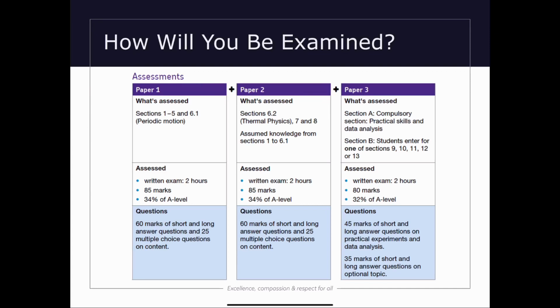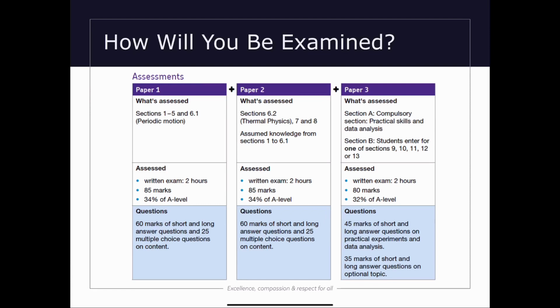You can see that we split our assessments up into 3 different papers. They are 2 hours long each. Paper 1, typically you are assessed on the content that you'll cover in year 12 with the additional little bit of periodic motion from further mechanics. Paper 2 tends to be more on thermal physics as well as fields and nuclear physics.